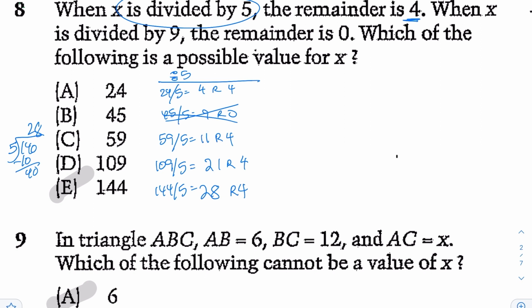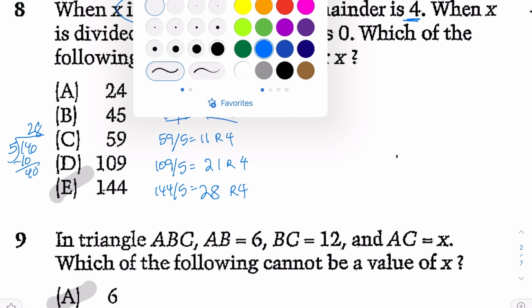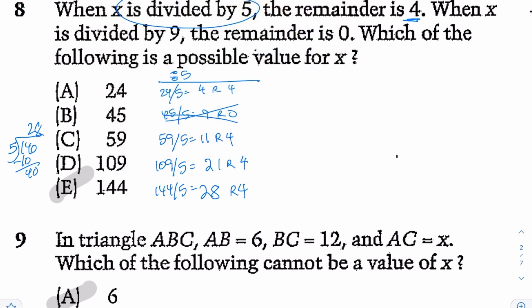All right, now the next criteria that also has to be satisfied is if you divide by 9, the remainder is 0. So it has to be a multiple of 9. 24 is not a multiple of 9. It's not in the 9 times table. 45 is eliminated. For choice C, 59, you can't divide by 9. 109 is also not in the 9 times table. But 144 is, so that has to be the answer.